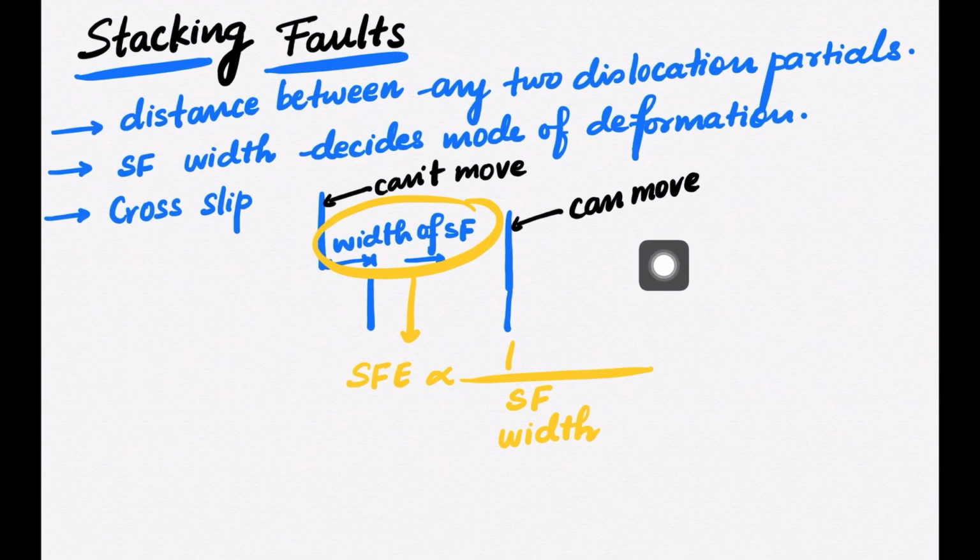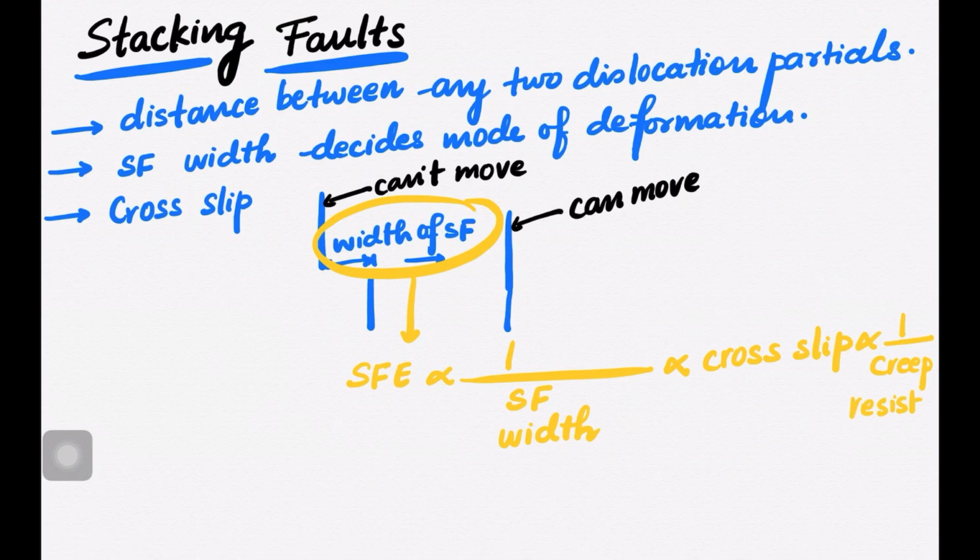If the deformation is more, then the creep resistance will be less. So stacking fault energy is inversely proportional to stacking fault width, directly proportional to cross slip, and inversely proportional to creep resistance. Creep resistance will be very low if the cross slip is more.